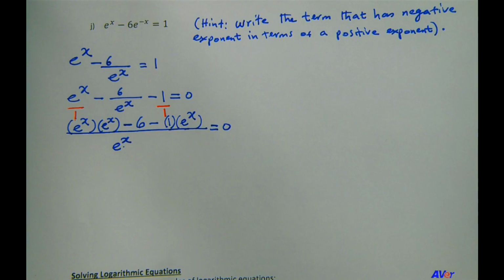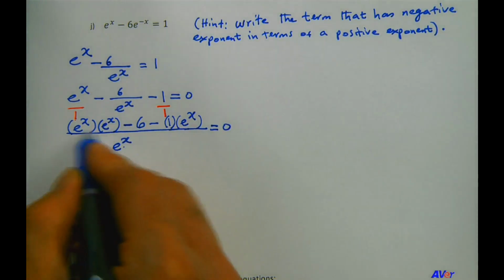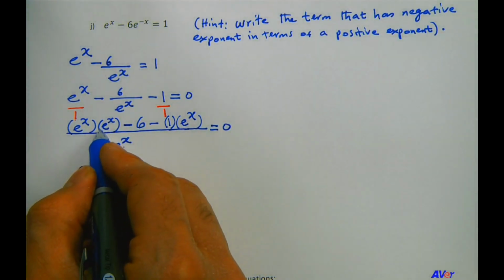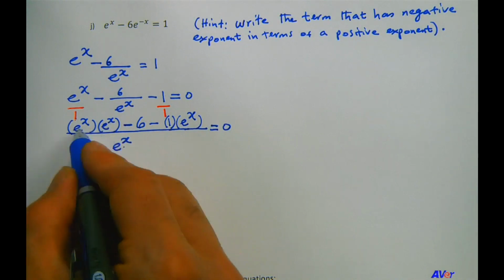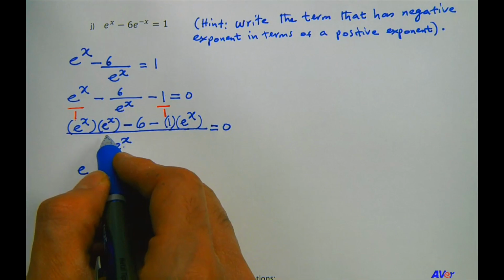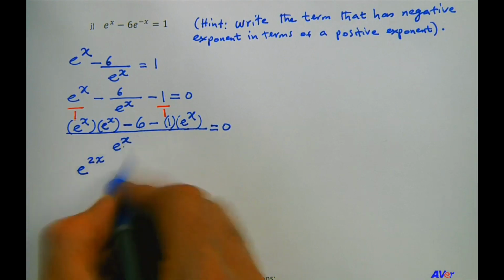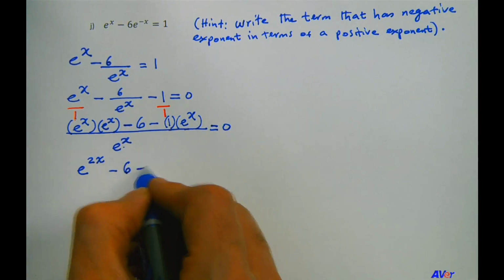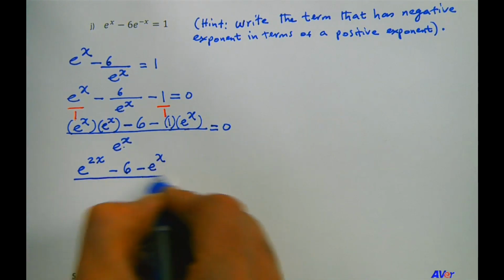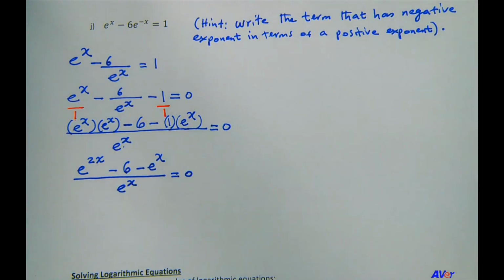All right. So now let's simplify. On the left, e to the x times e to the x, because the bases are the same, this is the properties of exponents that we learned a long time ago. If you multiply two terms that have exponents, if the bases are equal, the exponents get added. So x plus x, 2x. Minus 6 is minus 6. Minus 1 times e to the x is minus e to the x. All of that over e to the x equals 0.